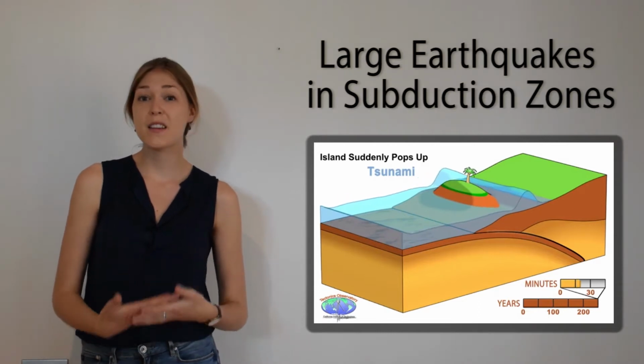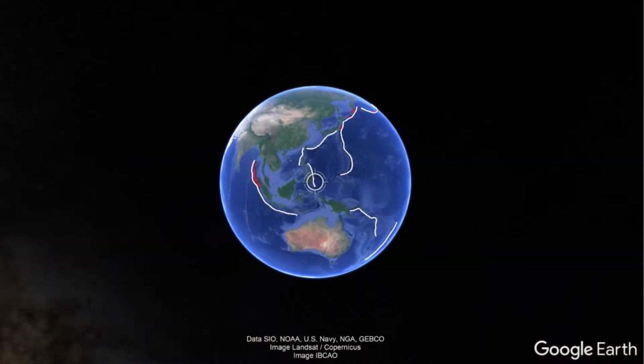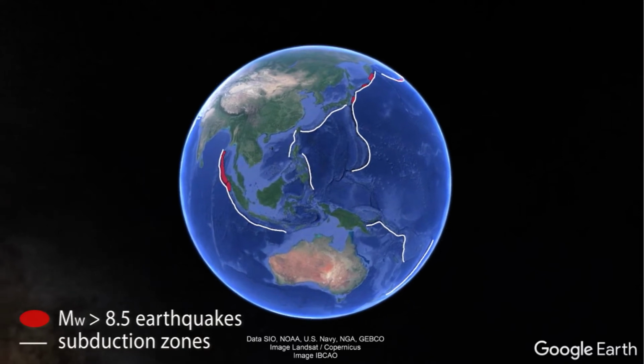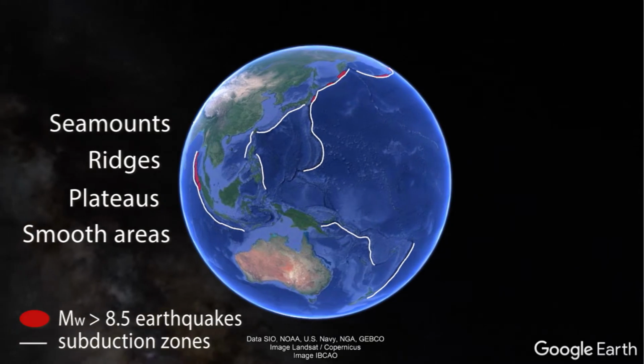So to better understand where these earthquakes might occur, we need to take a step back and look at the Earth from a distance. With satellites we can observe the Earth's seafloor, which is actually a landscape containing seamounts, ridges, plateaus, but also very smooth areas.